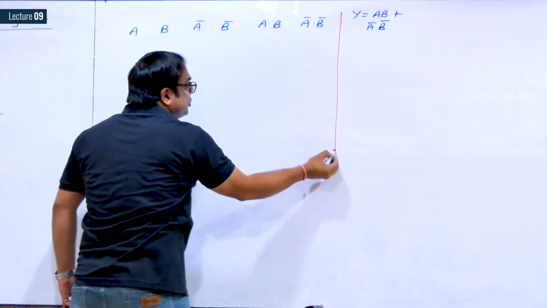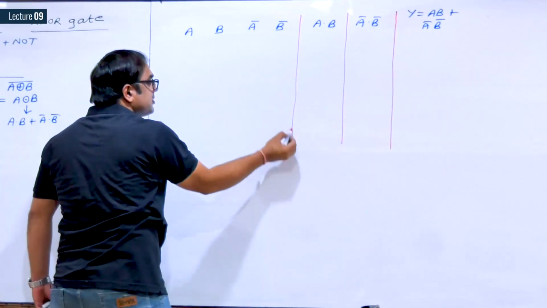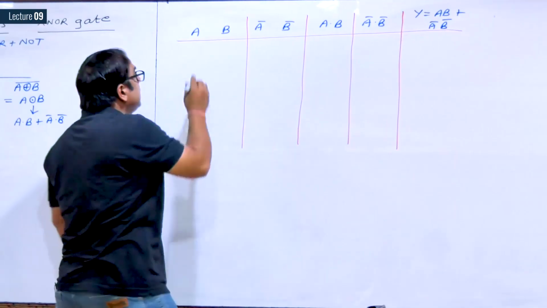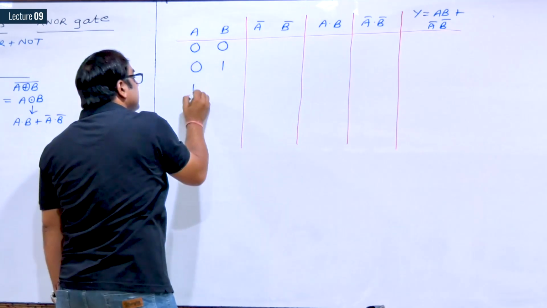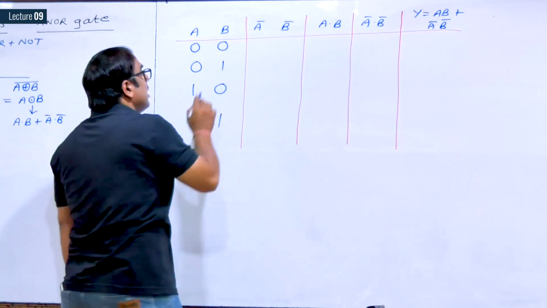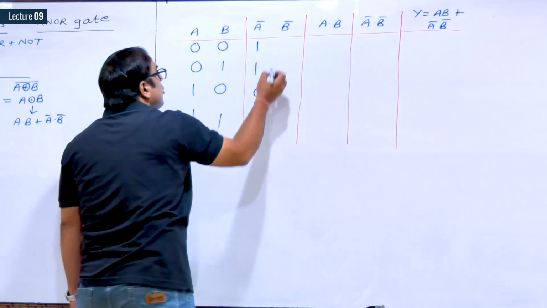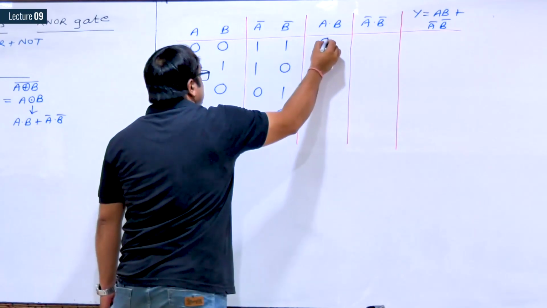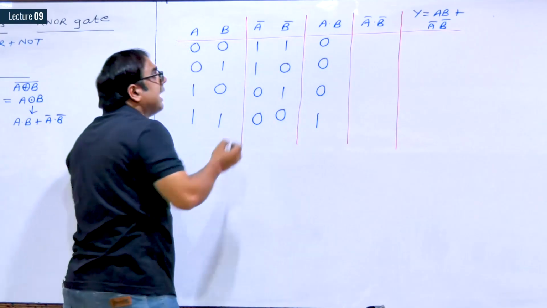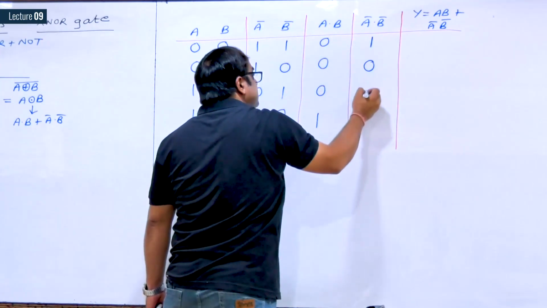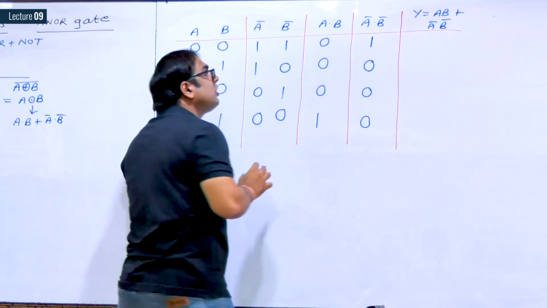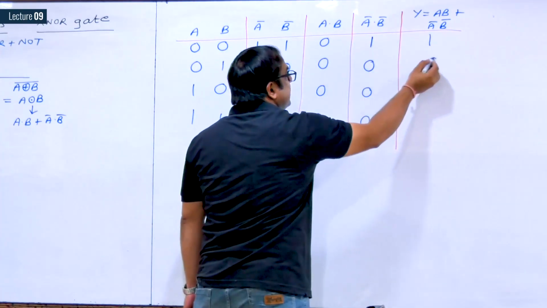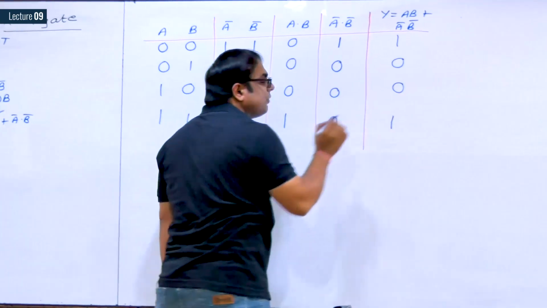So we have four combinations for two inputs A and B: 00, 01, 10 and 11. A complement will be 1100, B complement will be 1010, A dot B will be 0, 0, 0 and 1. A complement dot B complement will be 1, 0, 0 and 0. What will be A dot B plus A complement dot B complement? 0 plus 1, 0 plus 0, 0 plus 0, 1 plus 0, giving 1, 0, 0, 1.